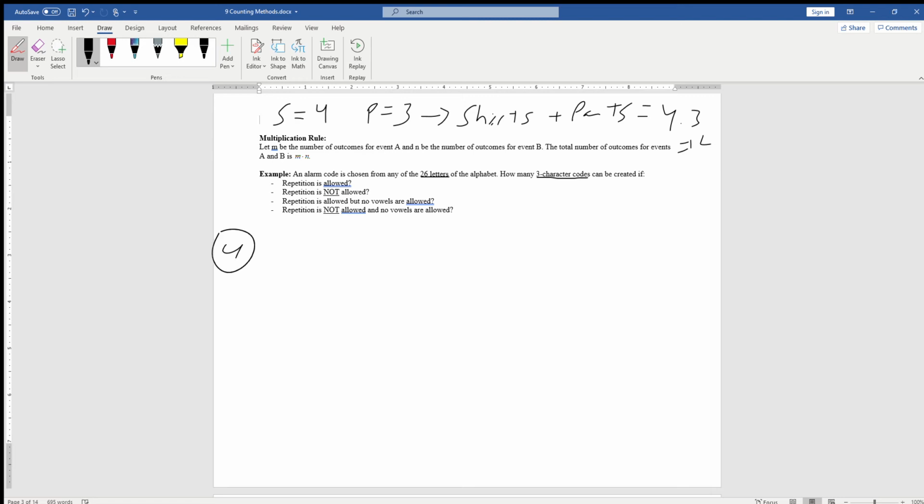All right, so on the first letter there's 26 possible outcomes. If repetition is allowed, there's still 26 possible choices on the second. And then on the third letter, there's again 26 possible outcomes. So in reality, the answer is 26 to the third, or if we were to compute that, that's going to be 17576.